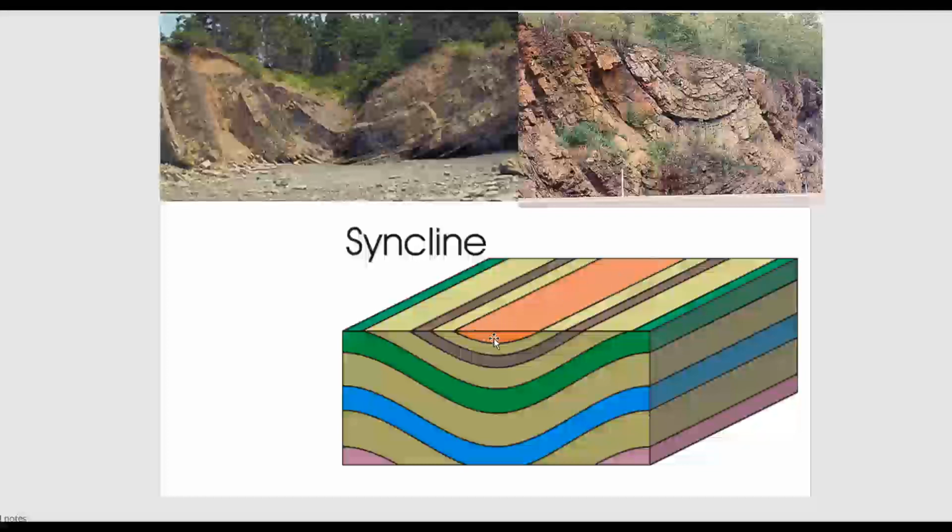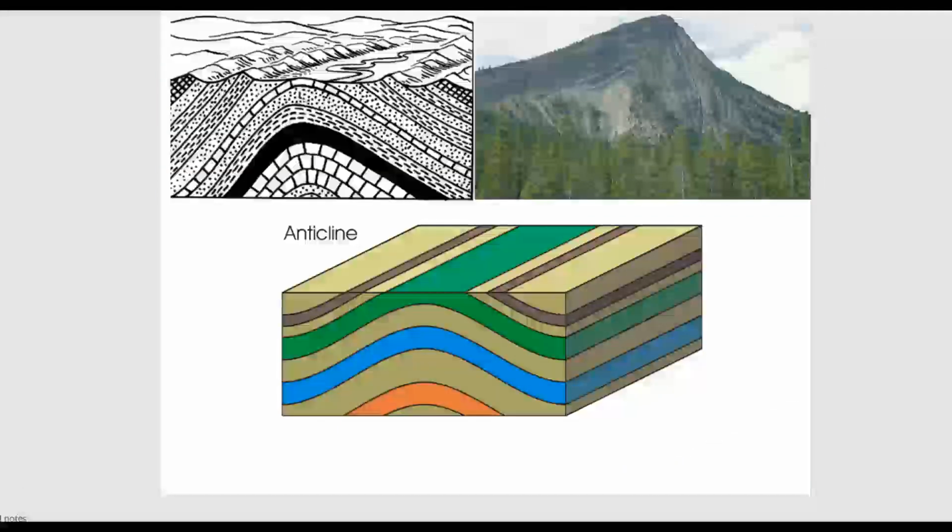Remember, for a syncline, it's the youngest rock layer that's exposed along the axis of the syncline, whereas for our anticlines, the oldest rock layers of those exposed on the map are exposed along the axis of the anticline.